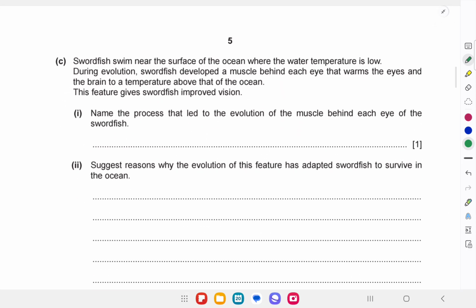Swordfish swim near the surface of the ocean where the water temperature is low. During evolution, swordfish developed a muscle behind each eye that warms the eyes and the brain to a temperature above that of the ocean. This feature gives swordfish improved vision. Name the process that led to the evolution of the muscle behind each eye of the swordfish. And now this process is obviously natural selection.